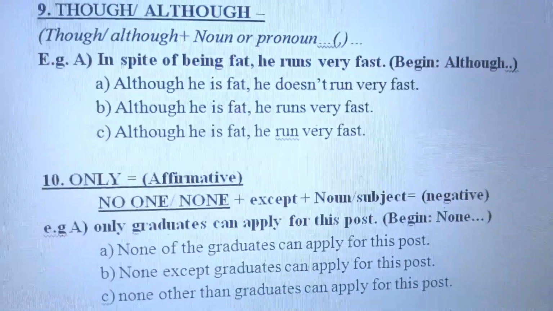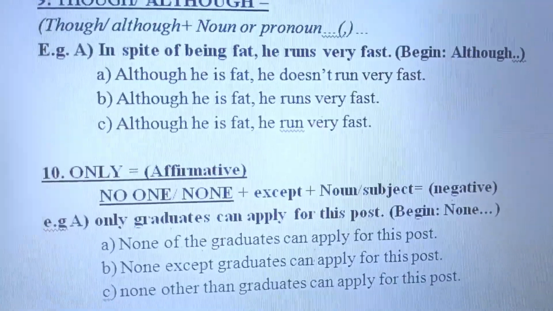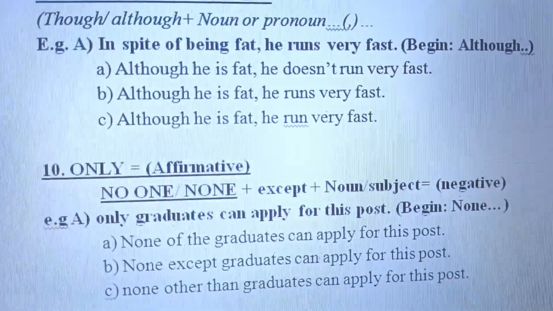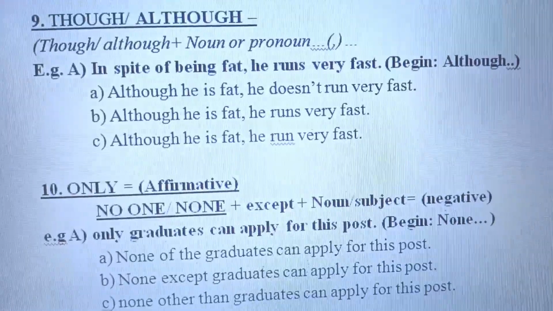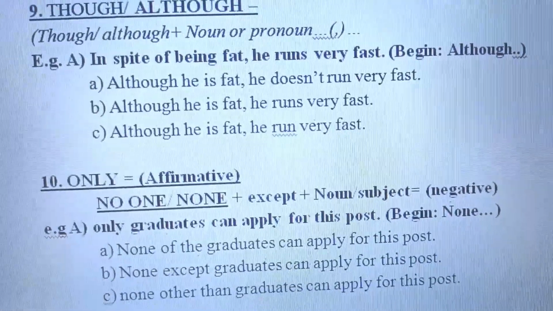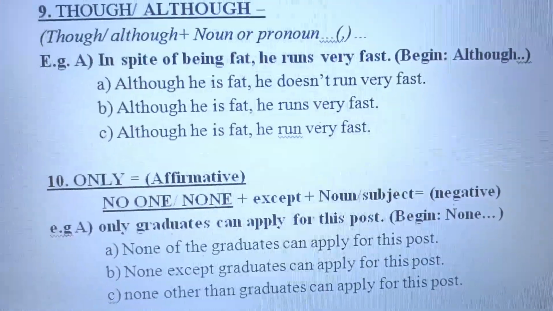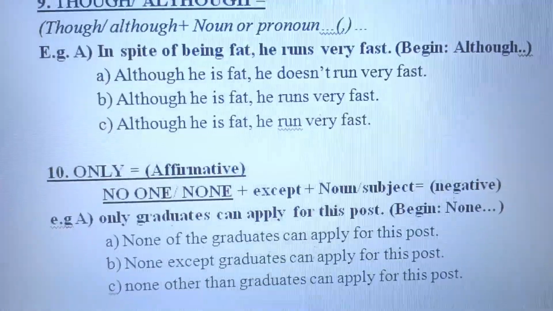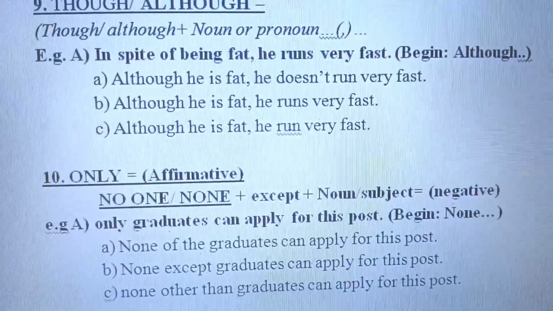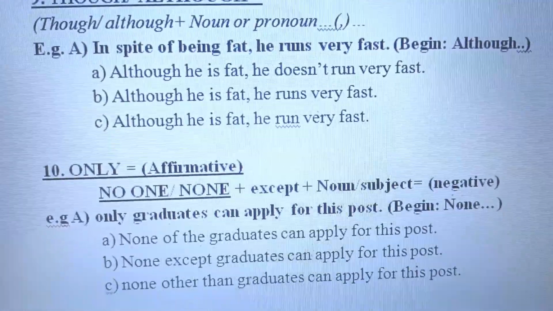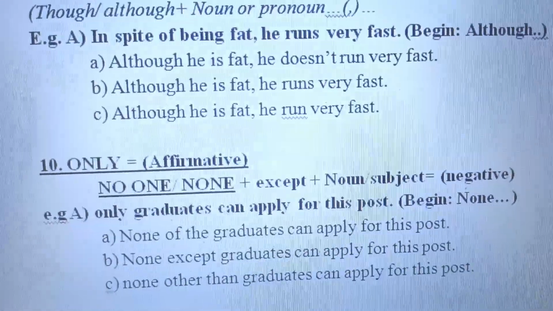Next, the trick about though and although. So here remember, though and although are followed by a noun or pronoun and followed by a comma. So just see one example here. In spite of being fat, he runs very fast. And here you have to begin the sentence with although. So option A, although he is fat, comma, he does not run very fast. Option B, although he is fat, he runs very fast. Option C, although he is fat, he run very fast.